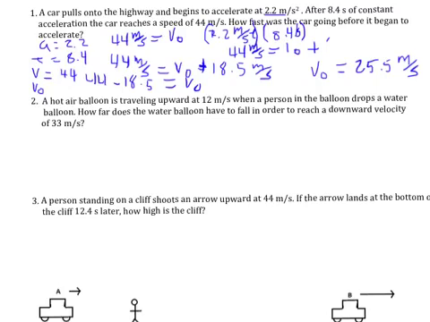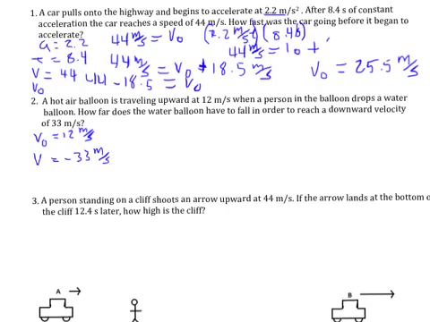So let's just make a list of what we know. I see I have a balloon that's going in an upward direction at 12 meters per second, so that will be my V naught. It starts off going upwards at 12 meters per second, and that's positive because it's going upwards. Now, a person in the balloon drops a water balloon. How far? So I'm looking for a change in distance. Does the water balloon have to fall in order to reach a downward velocity of 33? So I want to end up having a final velocity of negative 33 meters per second.